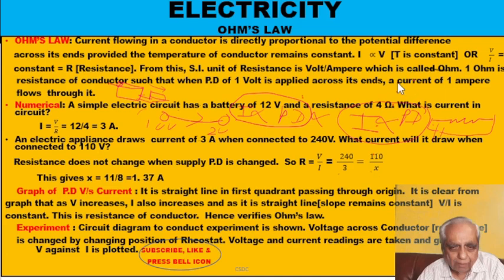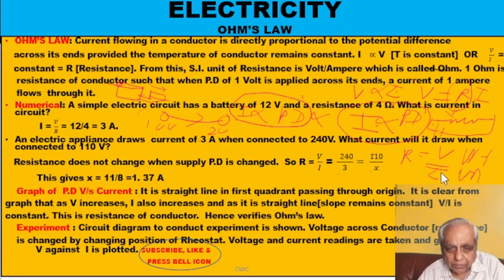So if V is proportional to I, I can say V is equal to some constant R into I. So I can say V upon I is R. This R is called resistance of that conductor, and its unit would be V upon I. Now V is measured in volt, so it will be volt ampere raised to minus 1, because I is in the denominator.